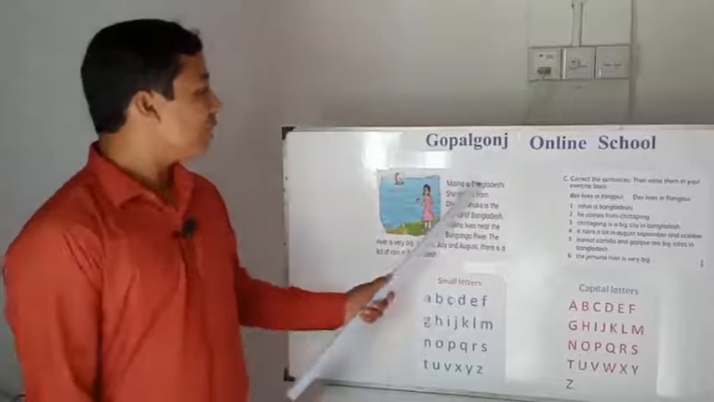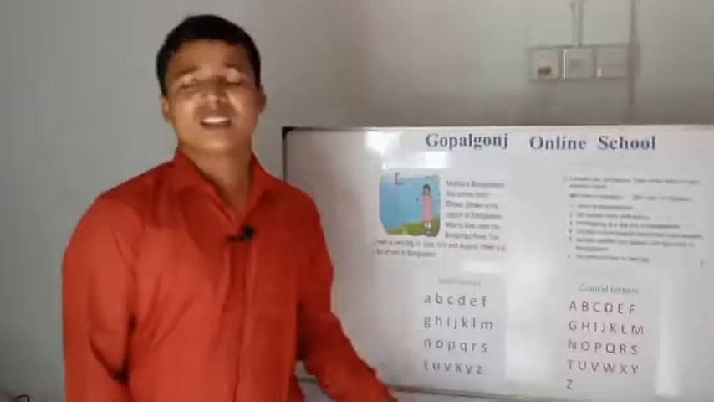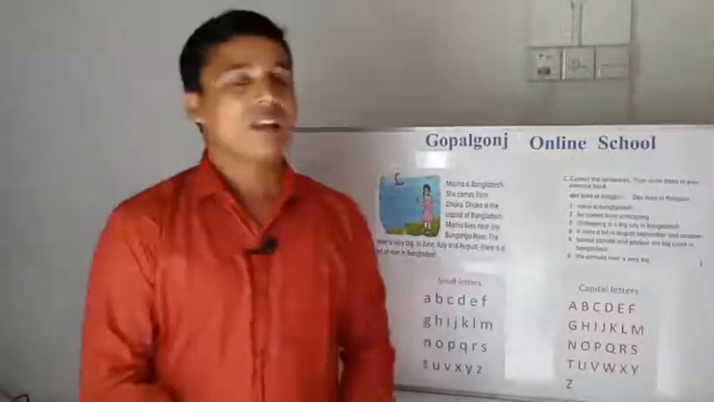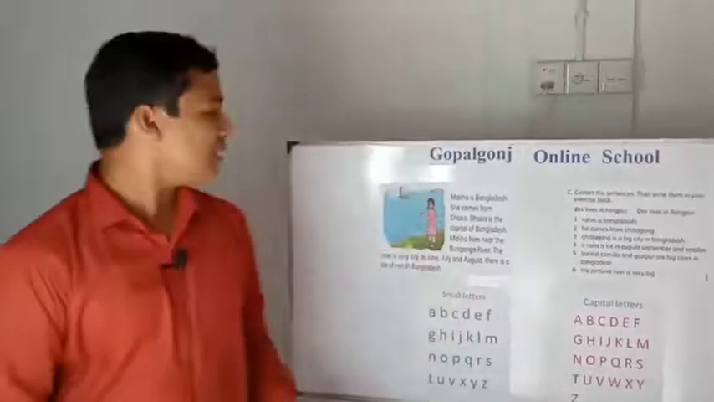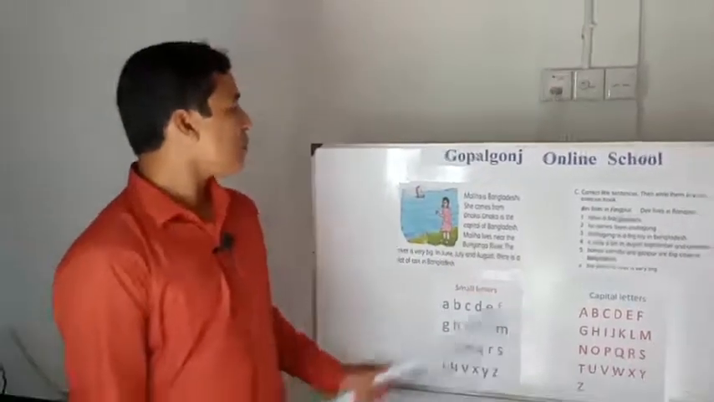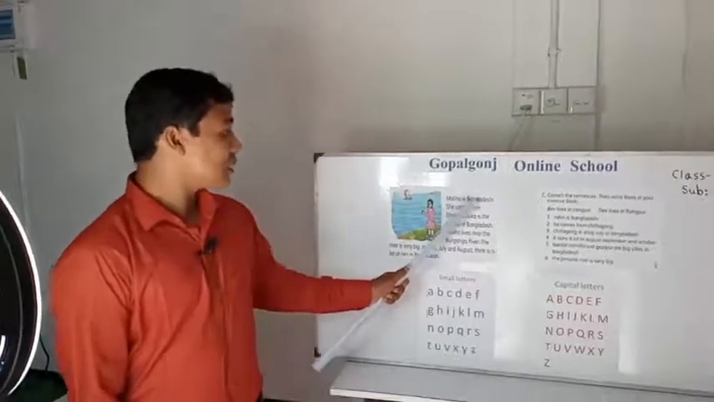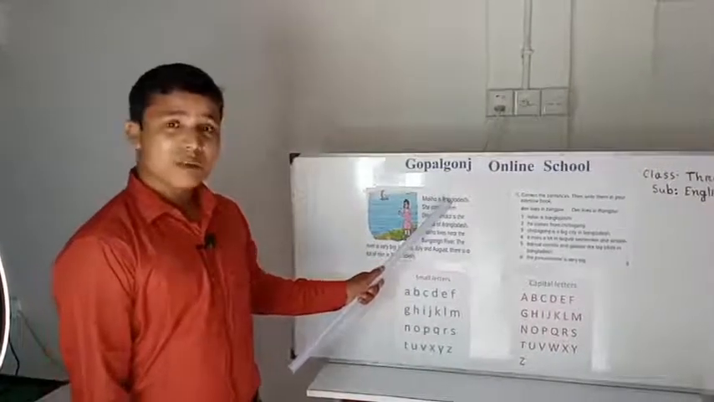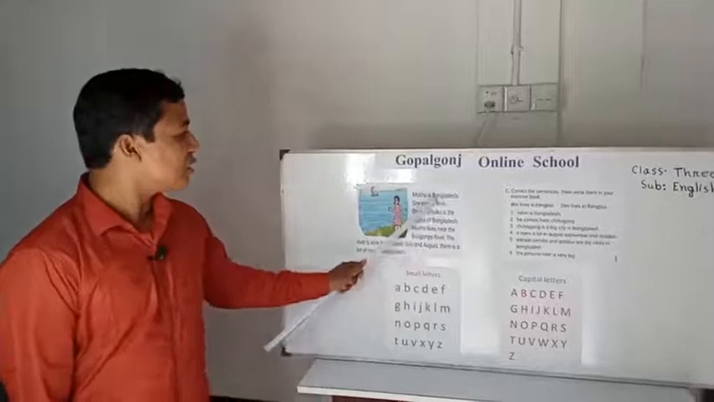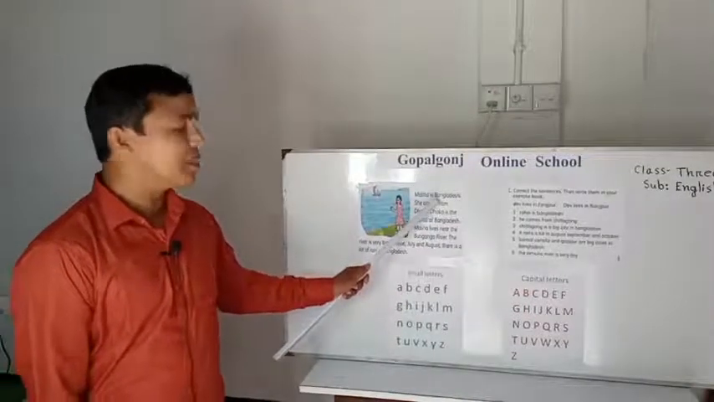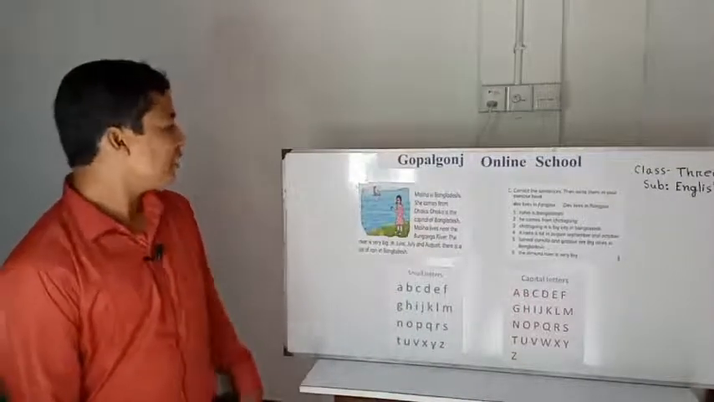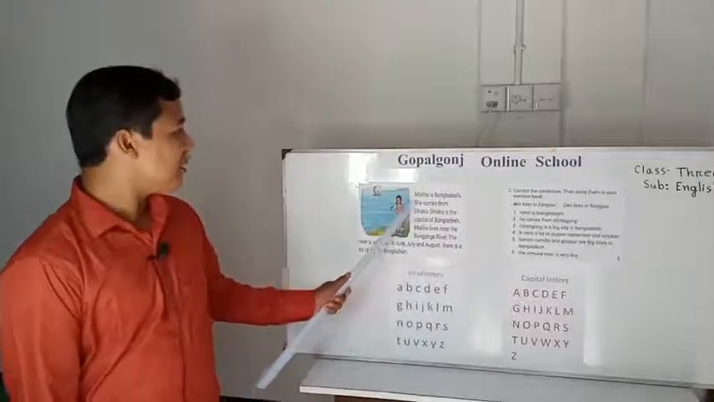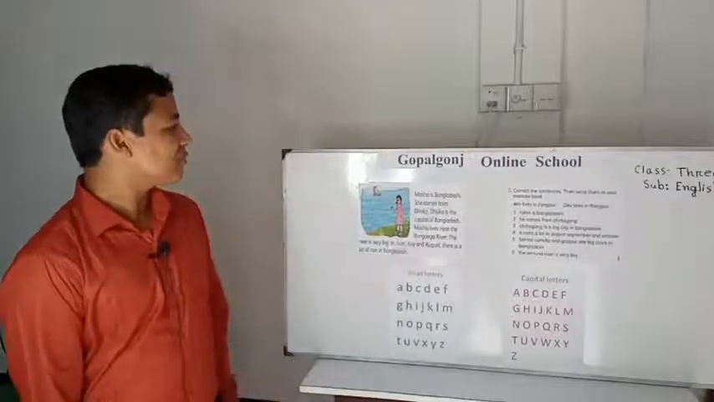Then Bangladeshi. You know, Bangladesh is the name of a country, and the people of Bangladesh are called Bangladeshi. So Bangladesh, first letter B. Here Bangladesh is the name of a country, so the first letter of Bangladesh is in capital letter. Then the second sentence is, she comes from Dhaka.